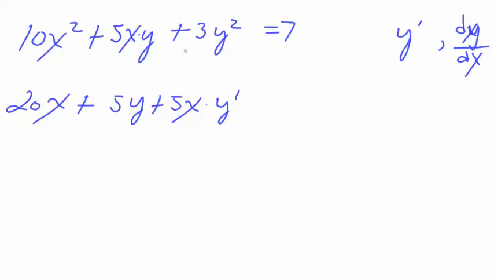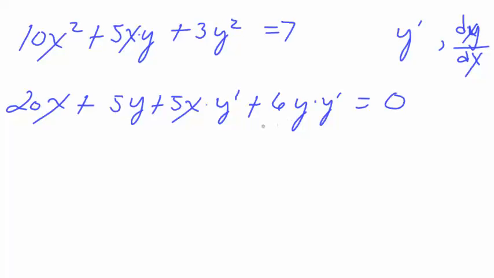Okay, we need to start skipping some steps at this point in our math career. And then the derivative of 3y squared is 6y, and then of course we write y prime. And the derivative of 7 is 0. Derivative of 7 is 0.